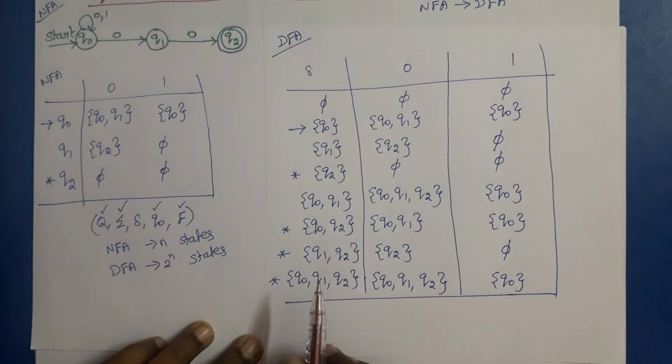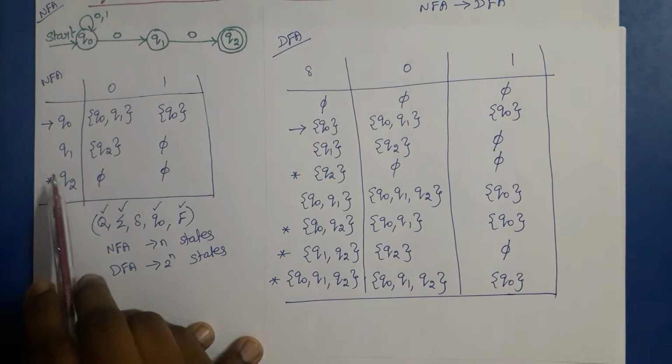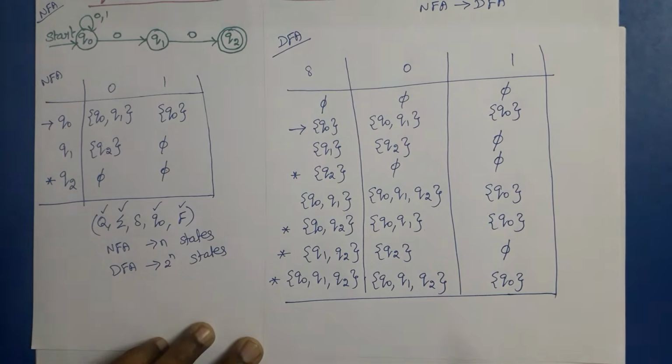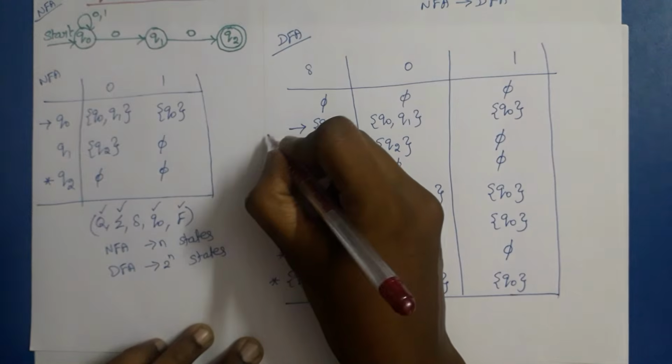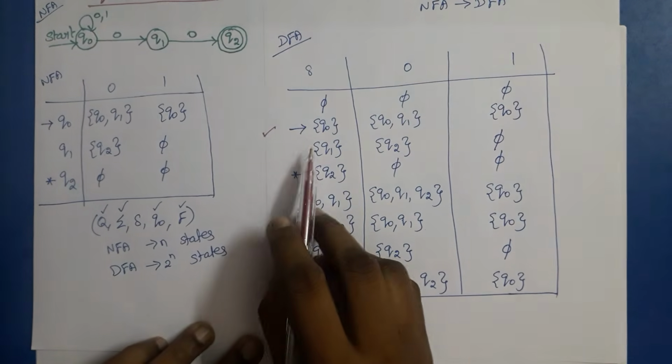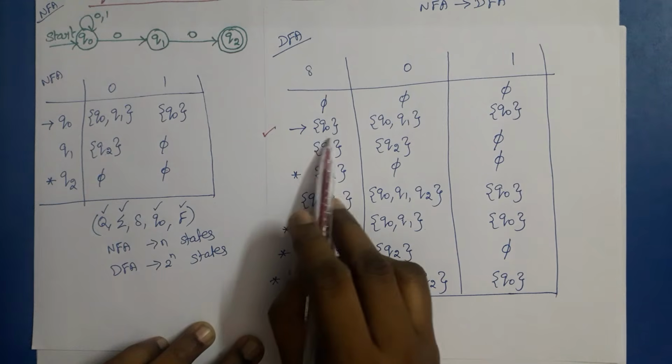Now we have to consider only the accessible states. Here, if the NFA has n number of states, the DFA has 2 power n number of states, but not all states are accessible from the start state. So we need to consider only the accessible states. For that, first we have to consider the start state. So Q naught is an accessible state.